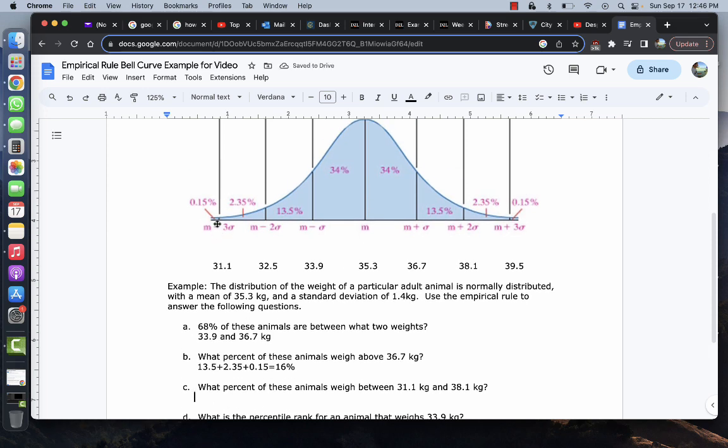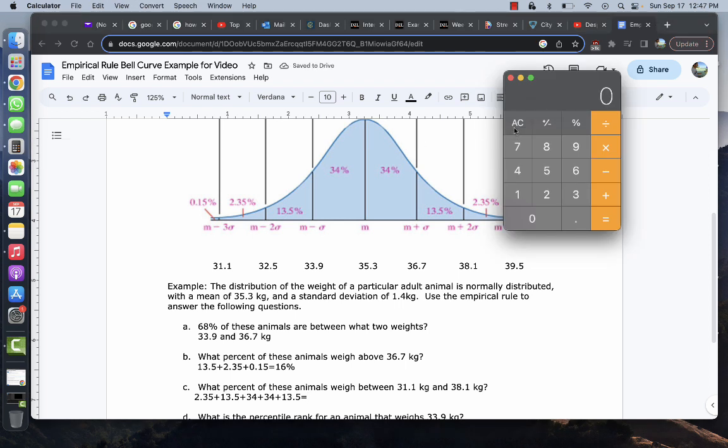Okay, next. What percent of these animals weigh between 31.1 and 38.1 kilograms? So 31.1 is right here on this line, 3 standard deviations below, and 38.1 is 2 standard deviations above. So really what I need to do is just line that up correctly. Then I'm finding the percentages between those two weights. So I'm adding this, this, and this. I'm starting with the 2.35, adding the 13.5, adding two 34s, and adding a 13.5, and that gets me to the 38.1. All the percentages that I've shown here are between those two weights.